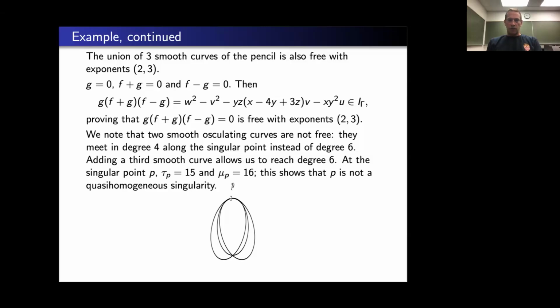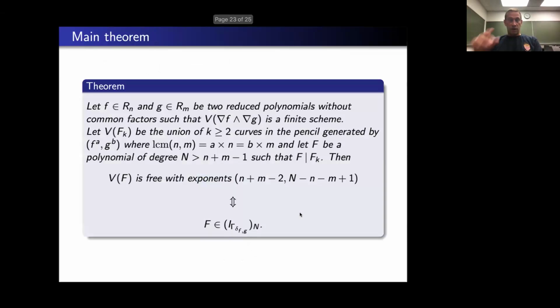This is a non-quasi-homogeneous singularity, but in fact, this is also a free curve arrangement. And that is illustrated by this punchline, our main theorem: if we take a pair of reduced polynomials with no common factors, and take the 2 by 2 minors of the Jacobian matrix of those two polynomials, that gives us a 2 by 3 matrix, then take the minors of that, that's a finite scheme.